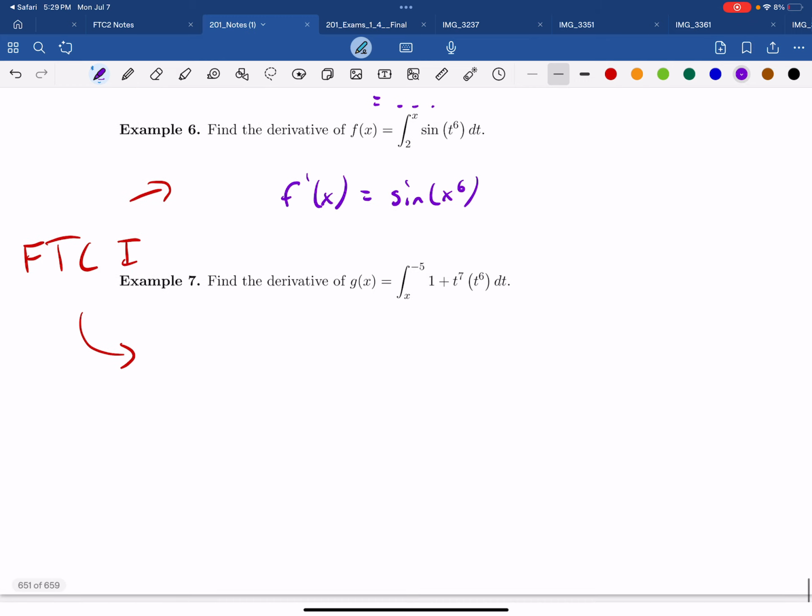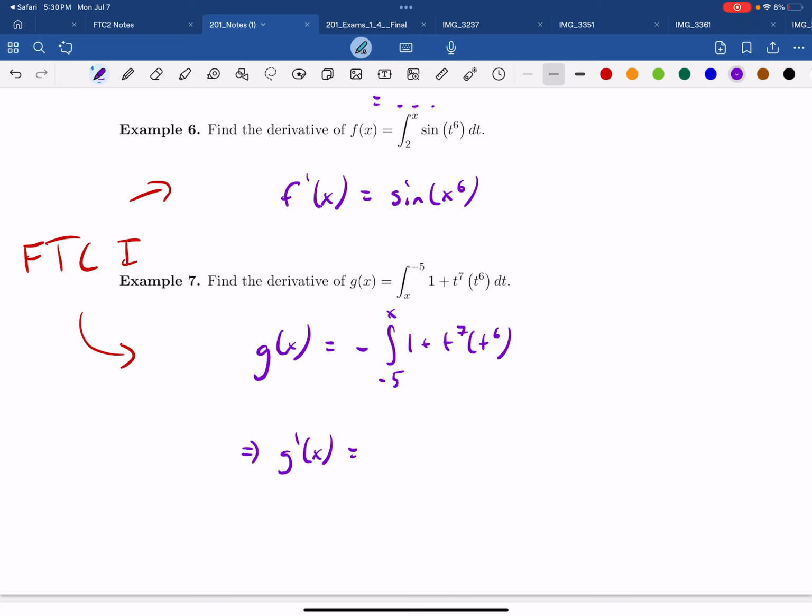Now, in this case, we have to be a little careful, right? Because g of x equals the integral from x to negative 5. We need the x on the top. So really that's negative the integral from negative 5 to x of 1 plus t to the 7th times t to the 6th. Because when we flip the bounds, we flip the sign. So g prime of x equals, let's see, 1 plus x to the 7th times x to the 6th. Okay, that's it.